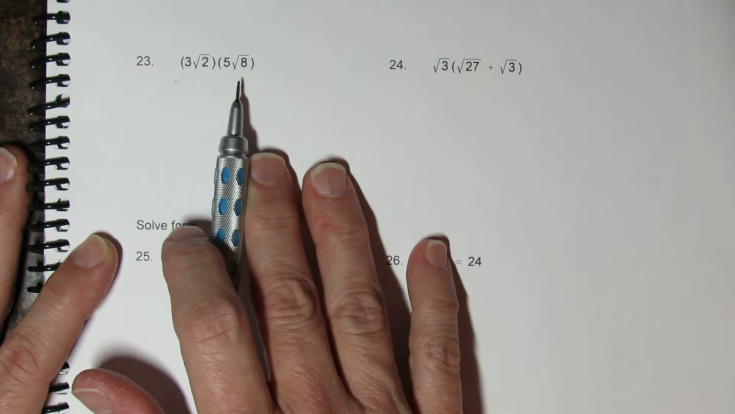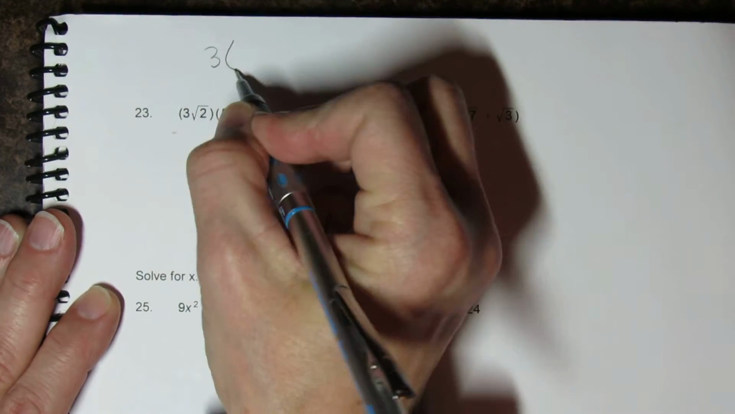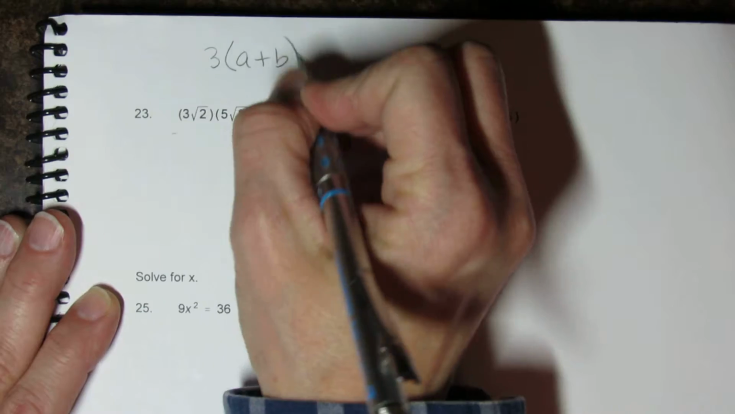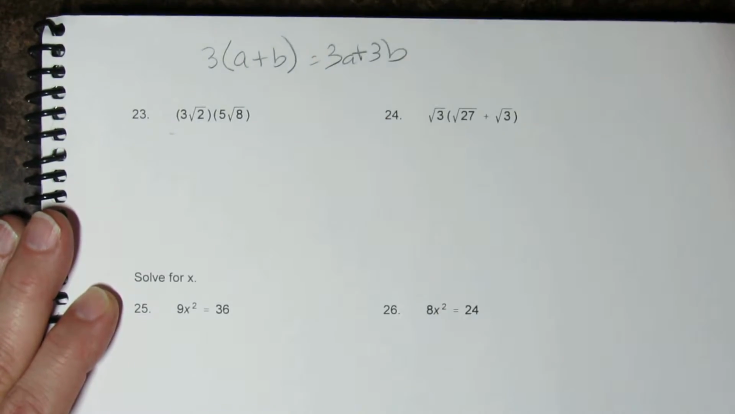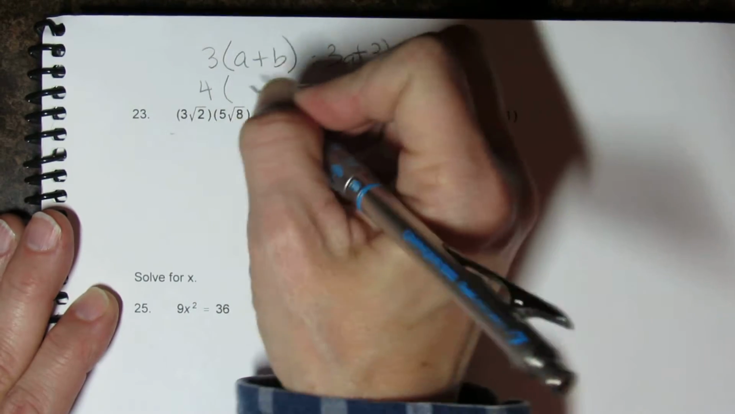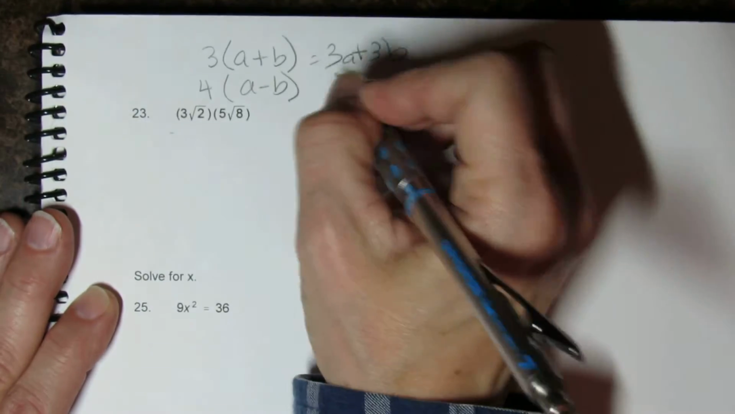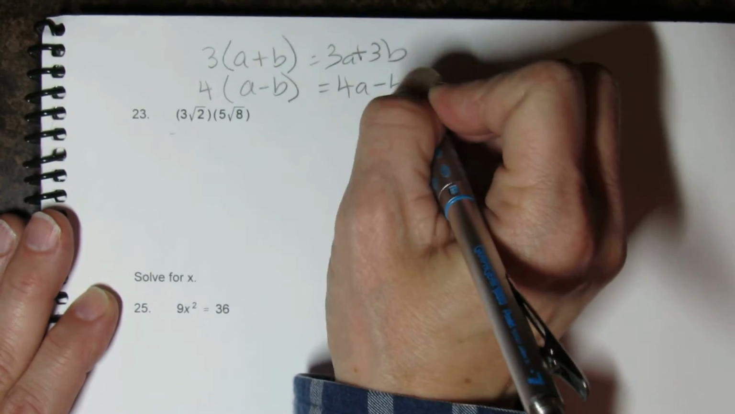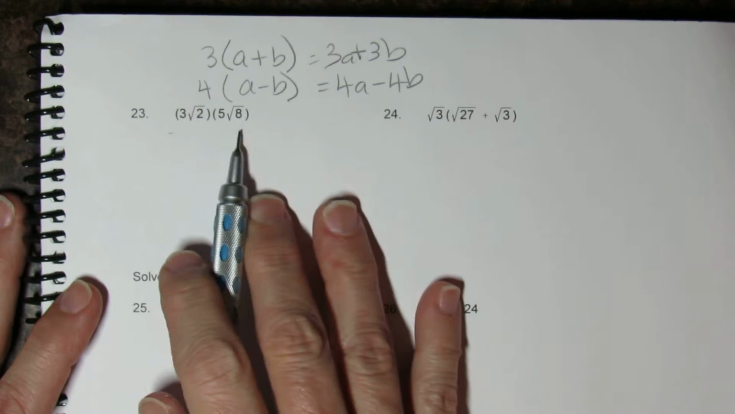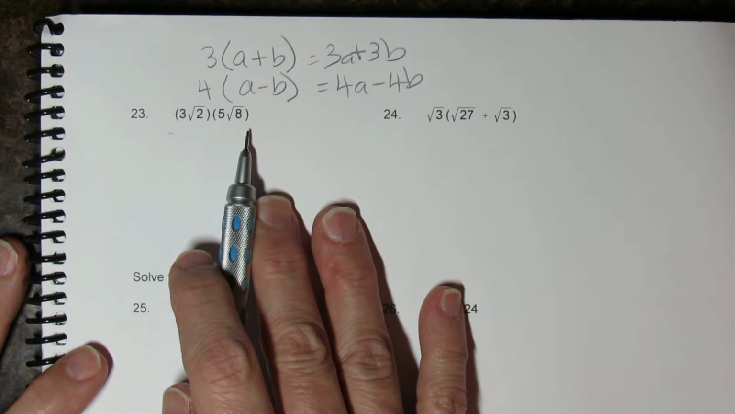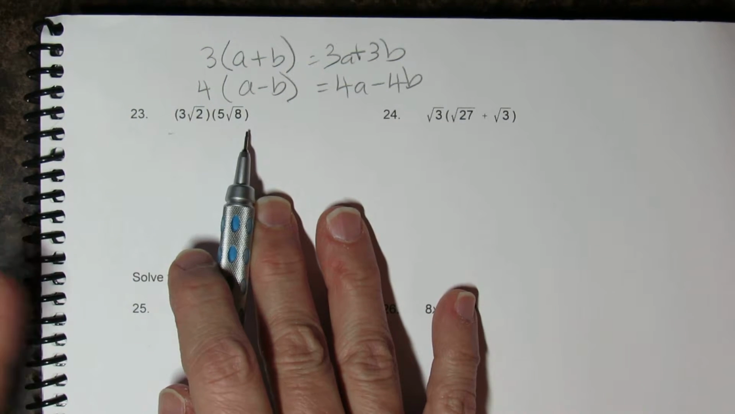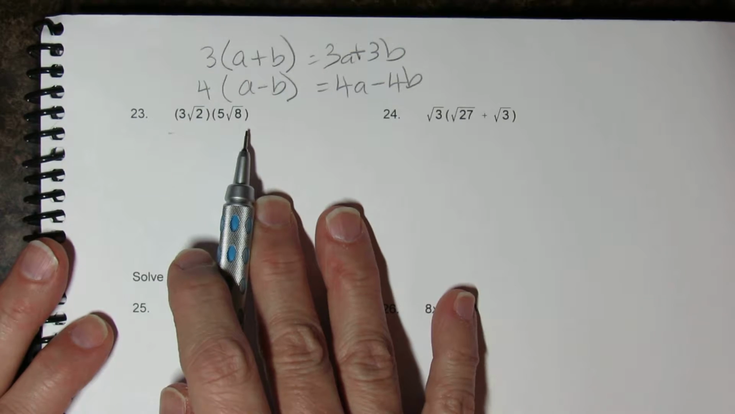You only use the distributive property when you have something like 3 times a sum. Okay, that's 3a plus 3b. Or 4 times a difference. Okay, that's 4a minus 4b. But when you have all multiplication, no addition, no subtraction, no sums, no differences, you do not use the distributive property. You just put these numbers in a row and multiply them.